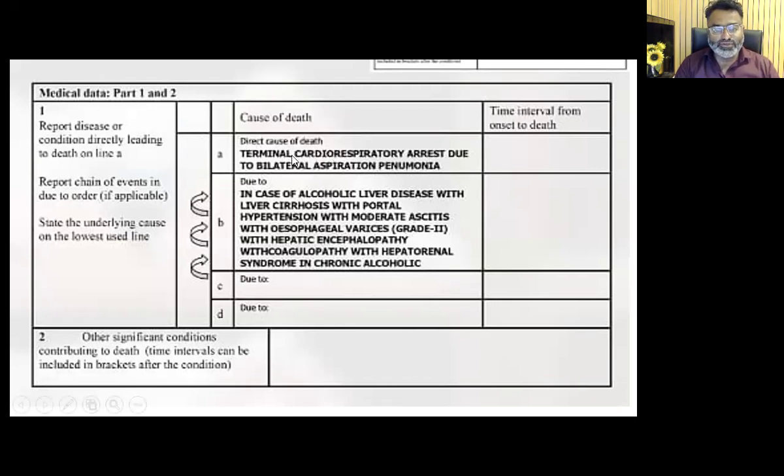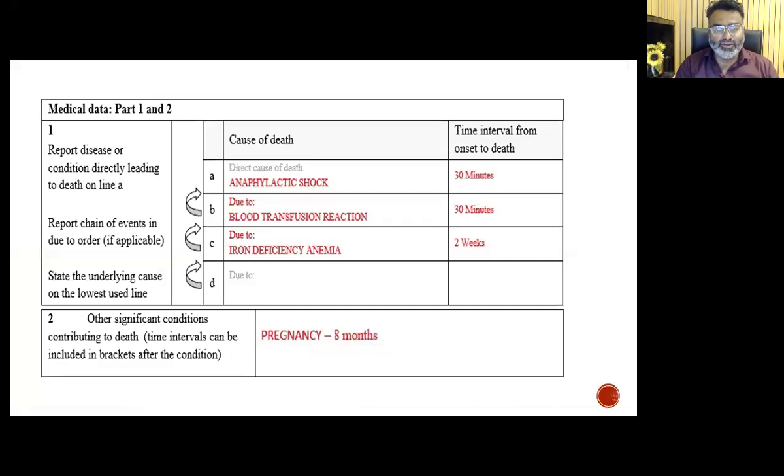Here, the direct cause of death they have mentioned as terminal cardiorespiratory arrest due to bilateral aspiration pneumonia. And the patient had alcoholic liver disease with liver cirrhosis, with portal hypertension, with moderate ascites, with esophageal varices, with hepatic encephalopathy, with coagulopathy, with hepatorenal syndrome in a chronic alcoholic. I myself have filled these forms many times in such a manner, but sadly this is an incorrect way of filling the form. And why is it incorrect? I'll tell you. See, have a look at this form.